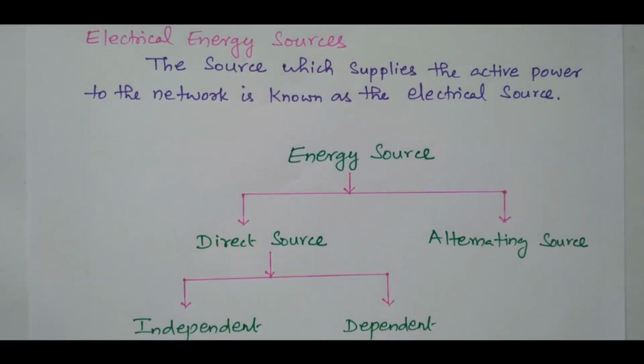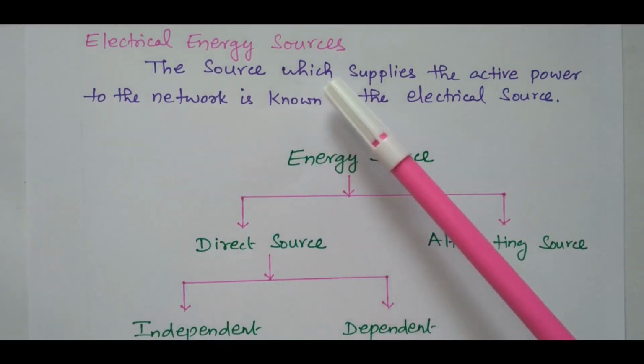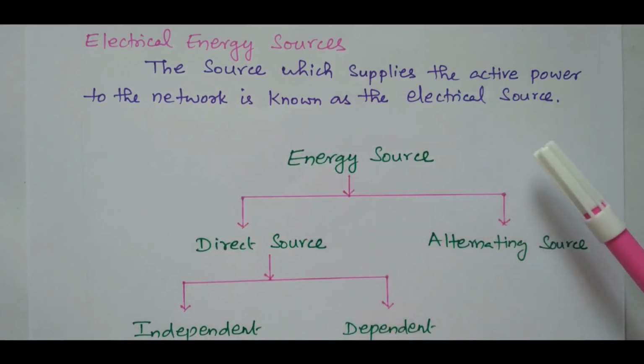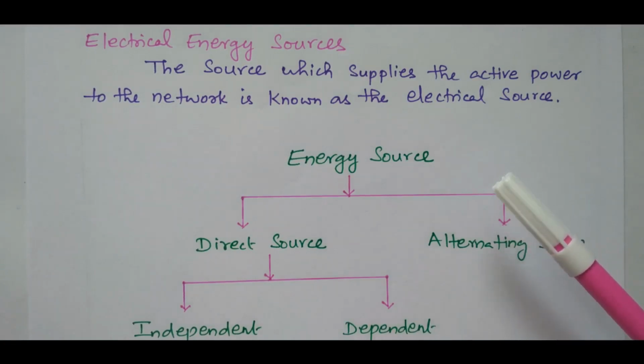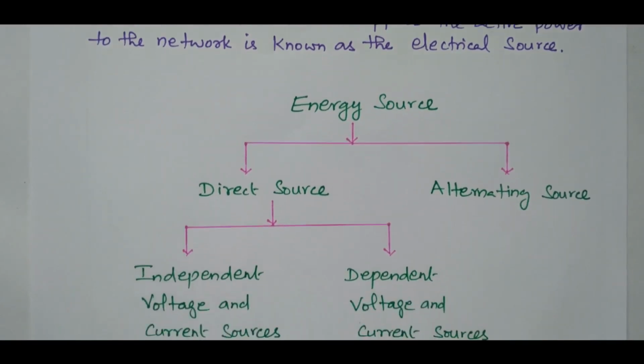Welcome viewers. In this video, we'll see the electrical energy sources. What are the types available? The source which supplies the active power to the network is known as an electrical source. The source from which the active power is delivered to the network is called an electrical source. So the classification is available. We'll see one by one.